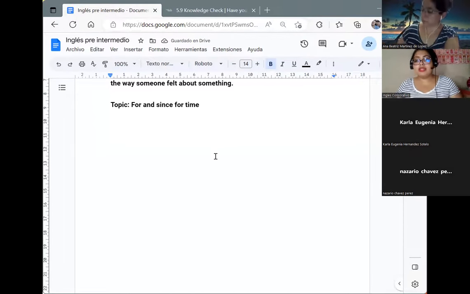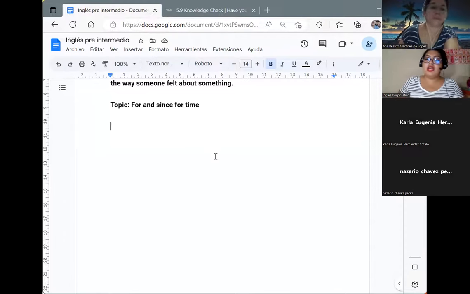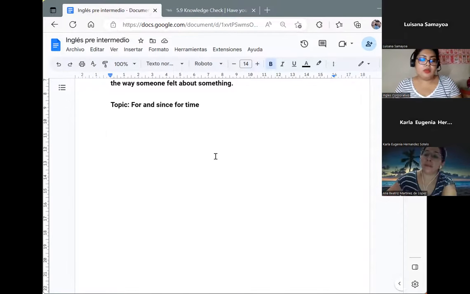Ahora, what is the translation into Spanish of the word for and since? ¿Cuál es la traducción al español de la palabra for y de la palabra since? Por, para y desde. Sí, yes. Someone else? ¿Alguien más que tenga otra traducción diferente? Por.